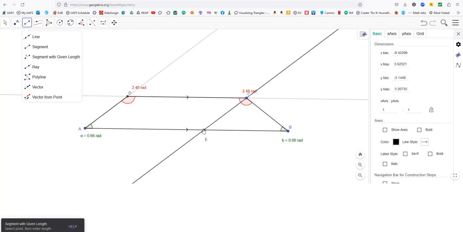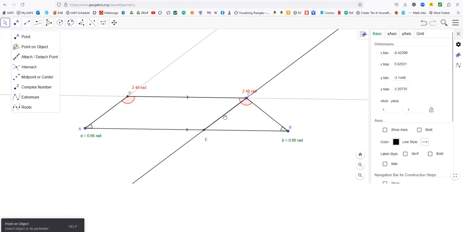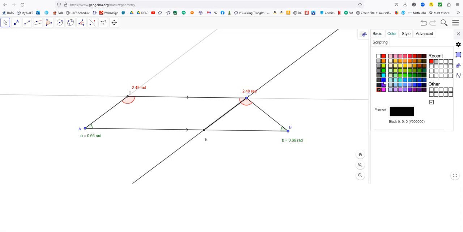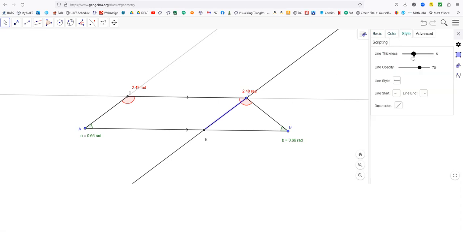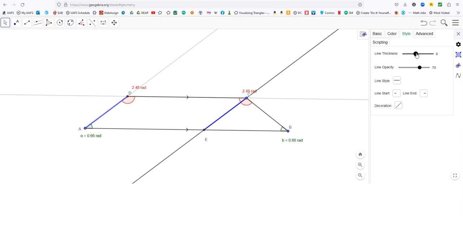Well, one thing we know about a parallelogram is this side right here. Let's see if I get it. Yeah, that side there is congruent to this side right here. So those are congruent.